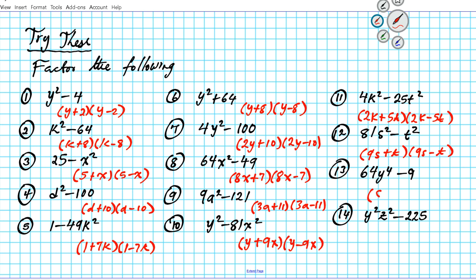For number 13 is 8y squared plus 3 times 8y squared minus 3. For number 14, it's yz plus 15 times yz minus 15. Okay, so how well did you do in these 14 practice problems?